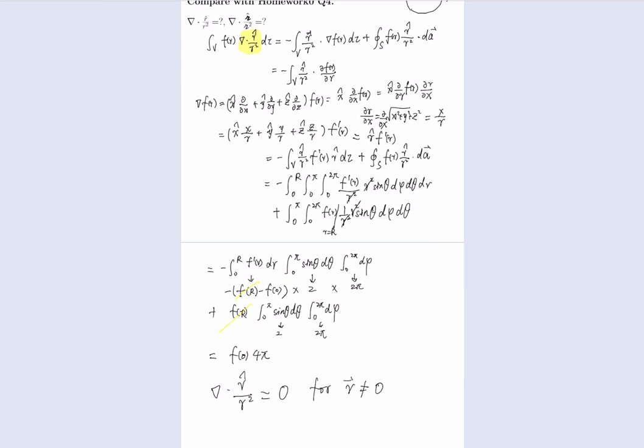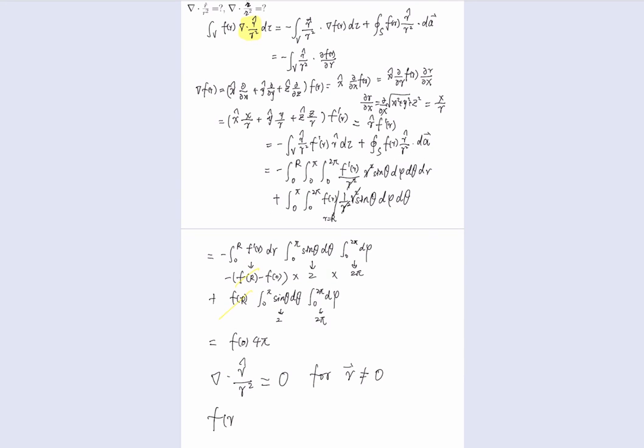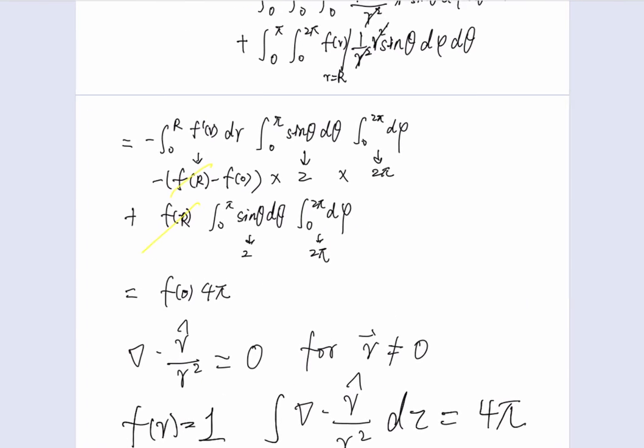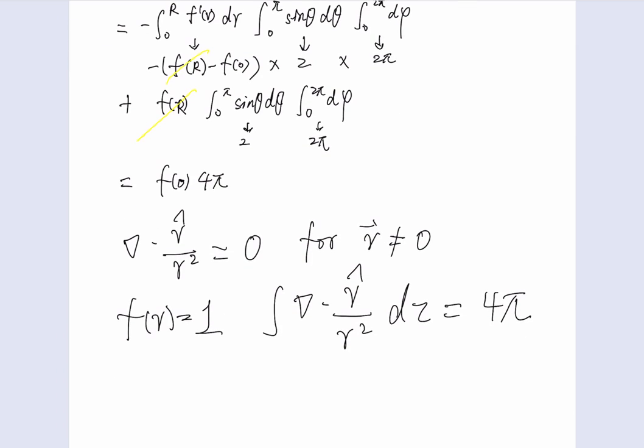And so this result does not quite make sense, because if you plug in F of R equals 1, what you get is simply the integral of del dot R hat over R squared d tau, right? And this integral is actually 4 pi. And the integrand itself is somehow 0 everywhere except at R equals 0.